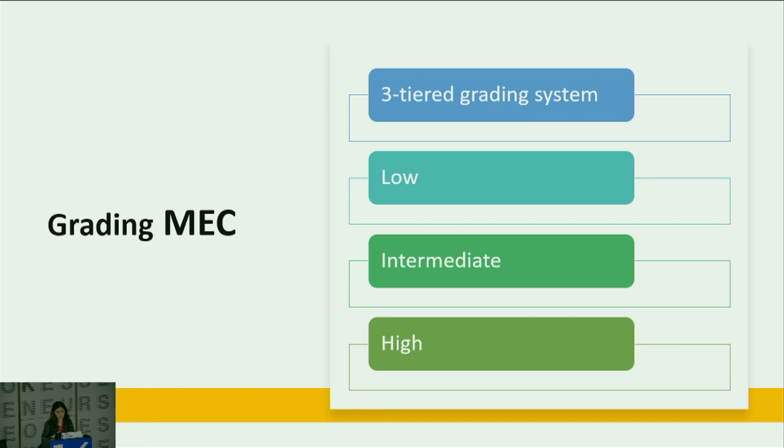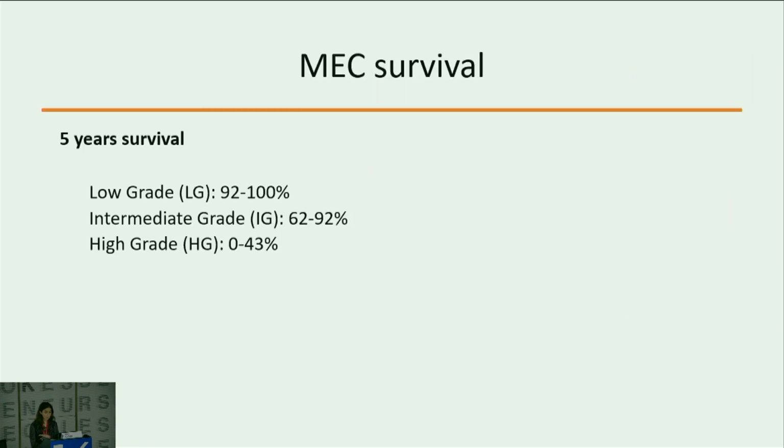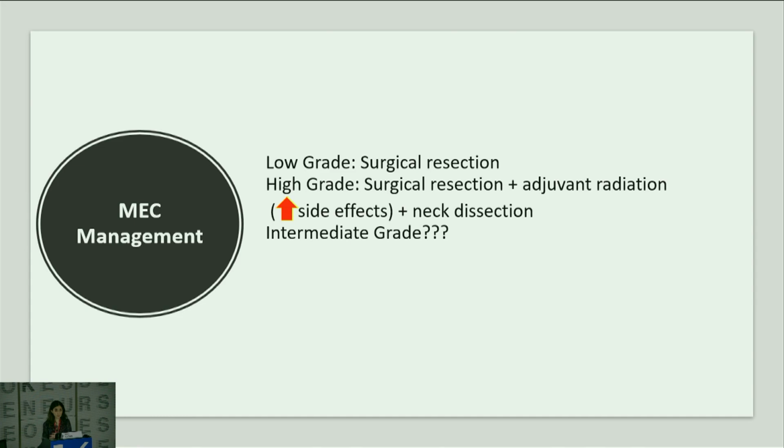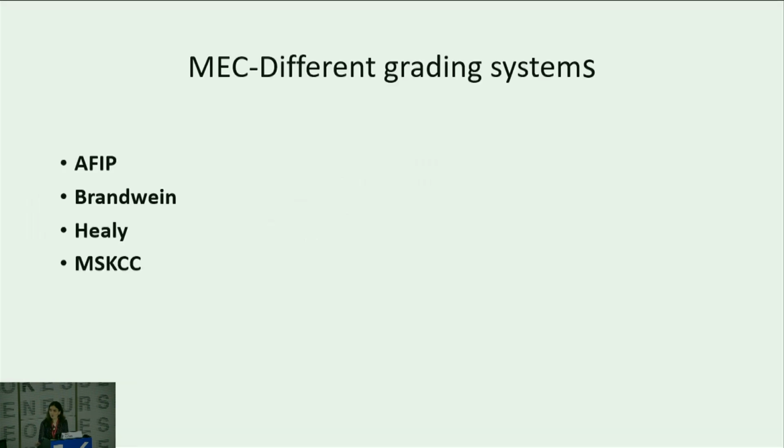Grading mucoepidermoid carcinoma. Often we grade mucoepidermoid carcinoma using a three-tier grading system: low, intermediate, and high grade. And this is important because studies have shown that the survival rate is different depending on the grade. Furthermore, the patients are treated differently depending on the grade of the tumor, with low grade tumors often treated with surgical resection alone, whereas for high grade tumors, in addition to the surgery, the patient requires adjuvant radiation and neck dissection. And there is no clear cut on how to treat intermediate grade mucoepidermoid carcinoma, perhaps reflecting the controversies on how we grade this tumor. So how do we grade mucoepidermoid carcinoma?